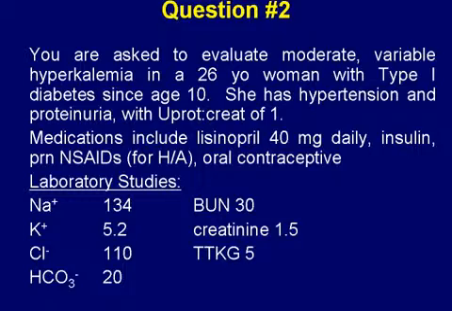You're asked to evaluate moderate hyperkalemia in a 26-year-old woman with type 1 diabetes since the age of 10. She has hypertension and proteinuria with a urine protein creatinine ratio of 1. She is on lisinopril 40 milligrams a day, insulin, PRN NSAIDs for headache, and oral contraceptive. And she has a potassium of 5.2 and a TTKG which is inappropriate for her level of hyperkalemia. So it should be greater than 7. This is clearly an inappropriate renal response. She has some degree of renal insufficiency as well.